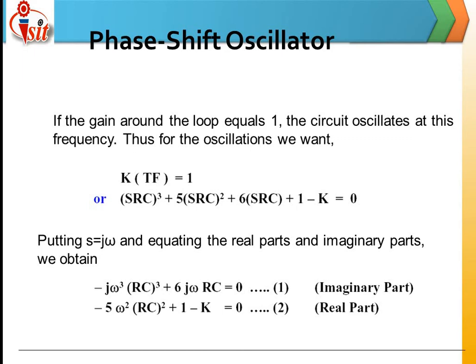For that purpose we are getting over here KTF equal to 1, s RC cube square plus 5 s RC square plus 6 s RC plus 1 minus K equal to 0. Putting s equal to jω and equating the real part and imaginary part, I have shown over here. The imaginary part is indicated by the j factor. Whenever we use j, that j is nothing but the imaginary part, and whenever we use the omega factor, that omega factor is represented by the real part.